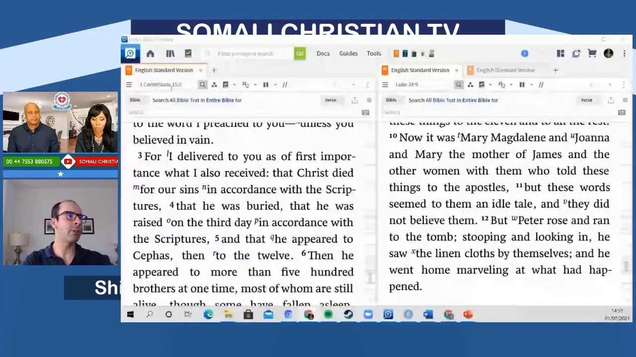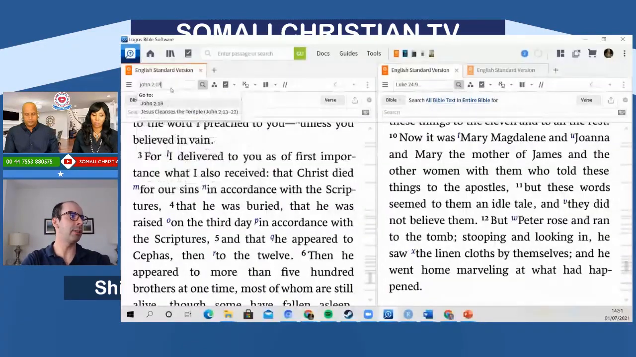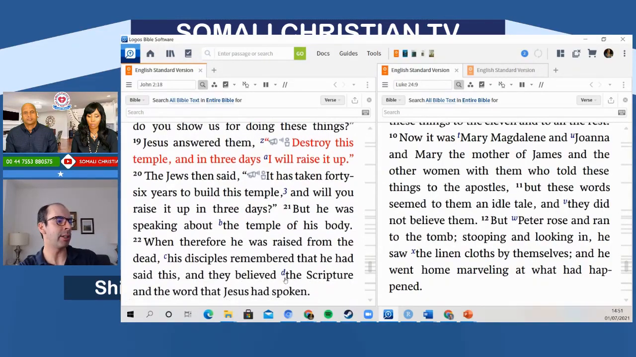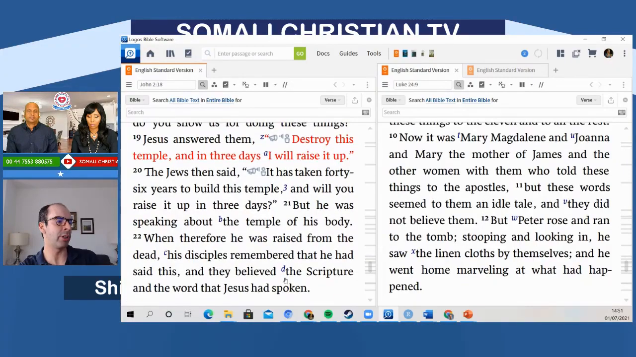In John chapter 2, verses 18 and 19, this is just after Jesus has cleansed the temple towards the beginning of his public ministry. It says, the Jews said to him, "What sign do you show us for doing these things?" Jesus answered them, "Destroy this temple, and in 3 days I will raise it up." The Jews then said, "It's taken 46 years to build this temple, and will you raise it up in 3 days?" But he was speaking about the temple of his body. When therefore he was raised from the dead, his disciples remembered that he had said this, and they believed the scripture and the word that Jesus had spoken.